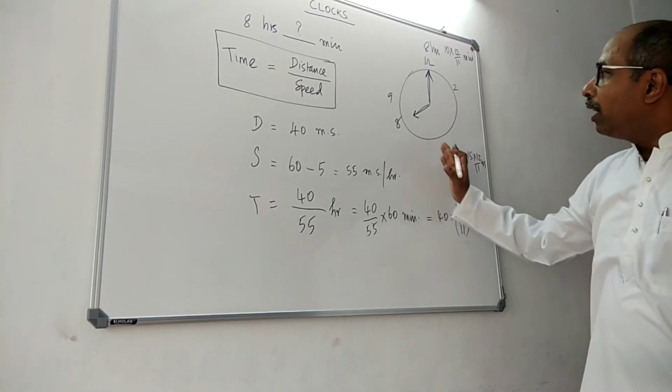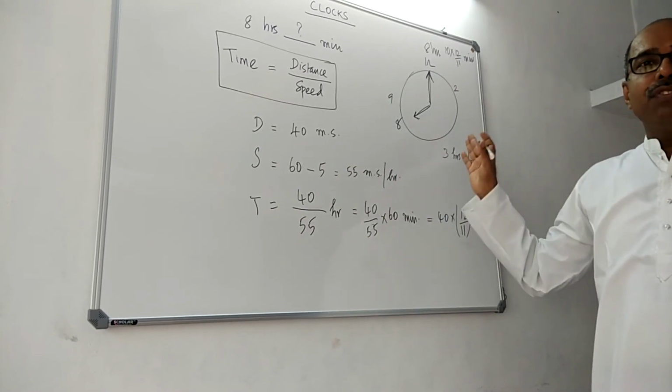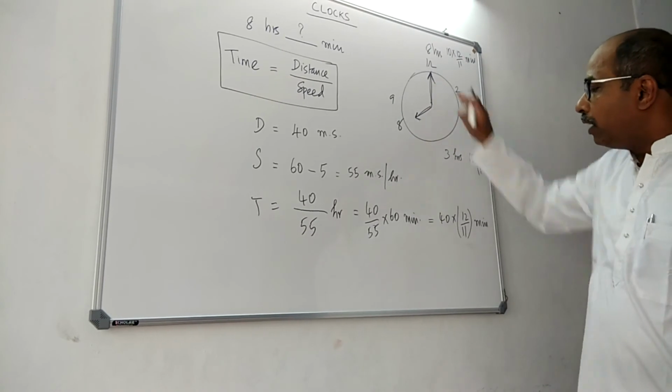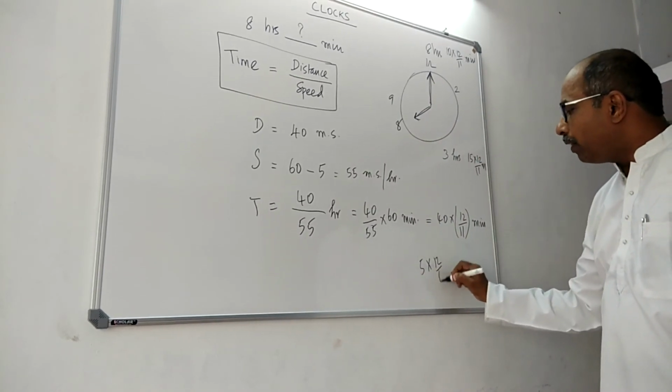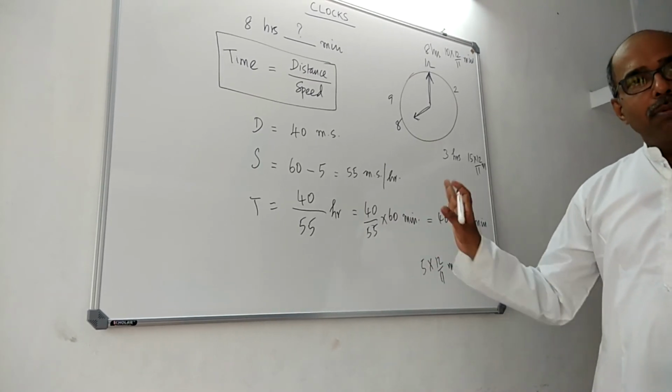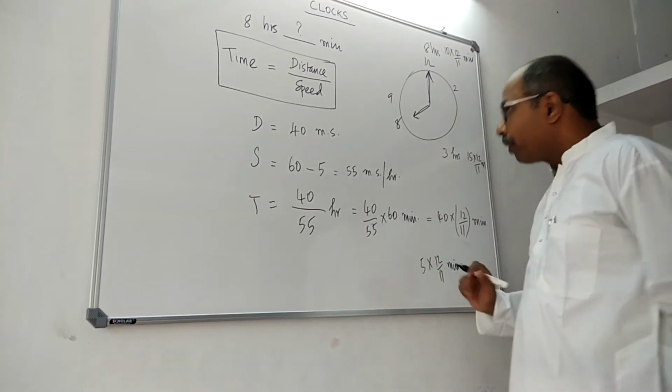So at what time between 7 and 8 will the hands of a clock be exactly opposite to one another? Opposite to 7, you have got 5 here. So 5 into 12 by 11 minutes. So that's all. If you remember 12 by 11, nothing else is required. The problem gets simplified. Immediately it can be solved.